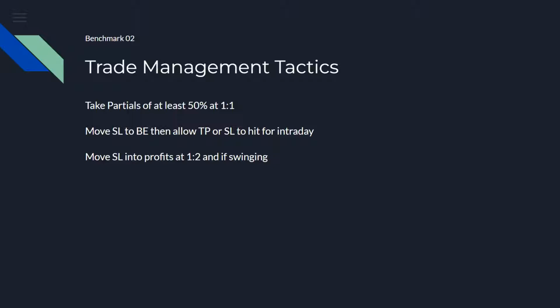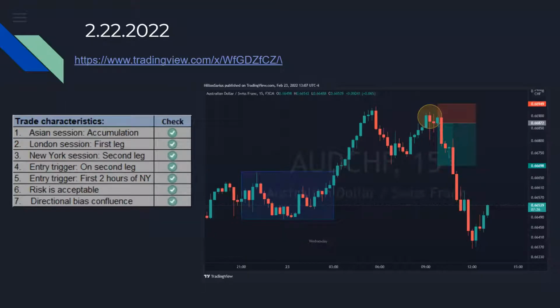Right, for swing positions, I move the stop loss into profit when it reaches 1-to-2. So I would have already taken partials at 1-to-1, and then the stop loss moves into profit at 1-to-2, and then I let it swing. If it comes back up, I accept the loss. But it wouldn't be a loss because I already took partials. I'd accept break even on the other position, but overall, net profitable.